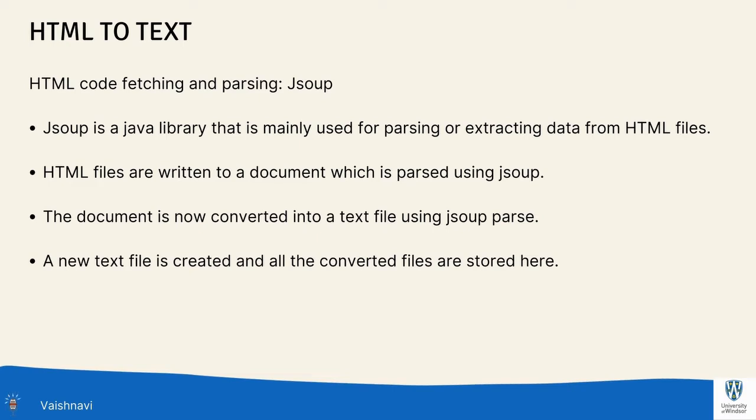The converted text files are stored in a separate location, and when the user enters the search keyword, it is indexed from this text file. The reason for using JSOUP in our project is that it provides a very simple API to fetch and extract the URL. So that's it from my end. Now handing over to Rahul for indexing and ranking feature.